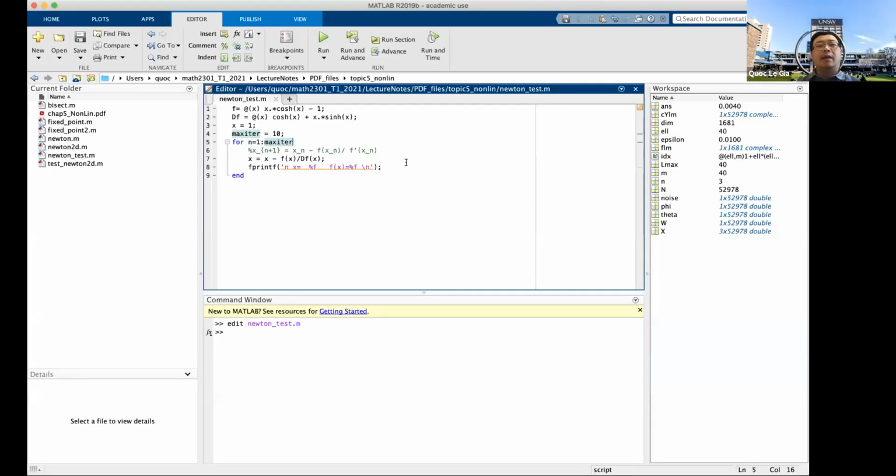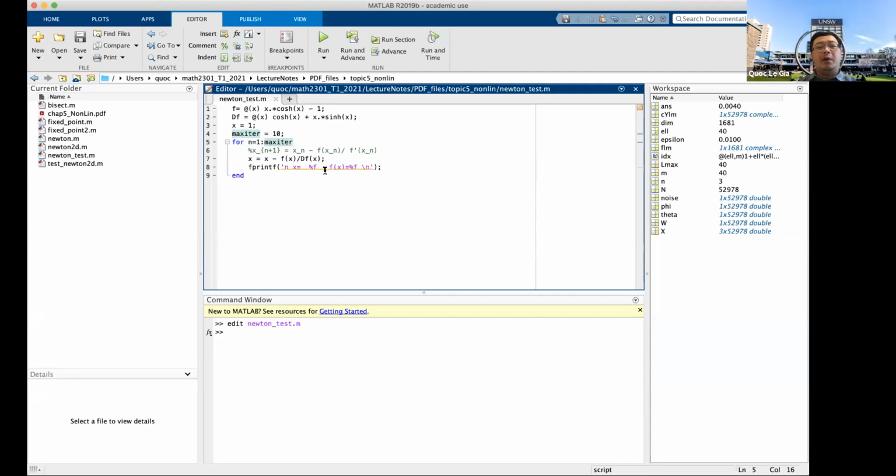Sorry, I just lost the internet connection. No problem. Now I remember I was working on the Newton method. Anyway, we get back to the Newton method.